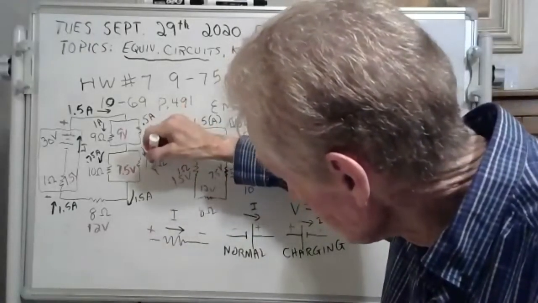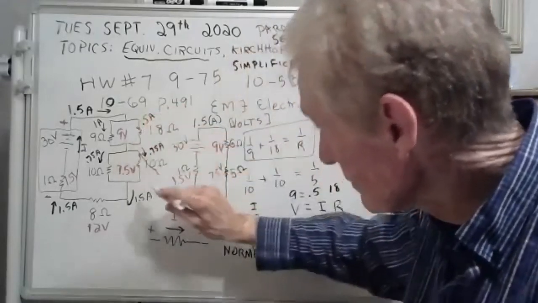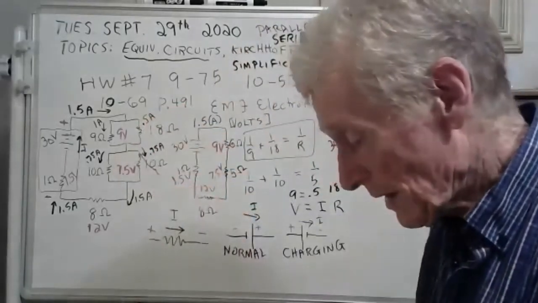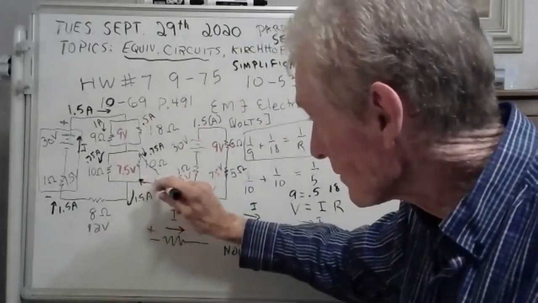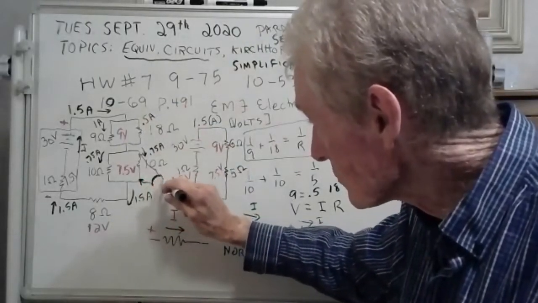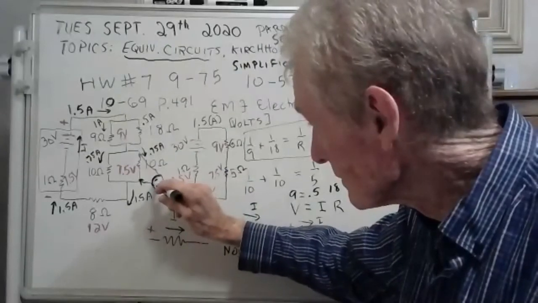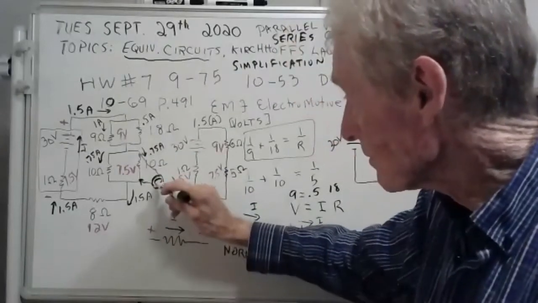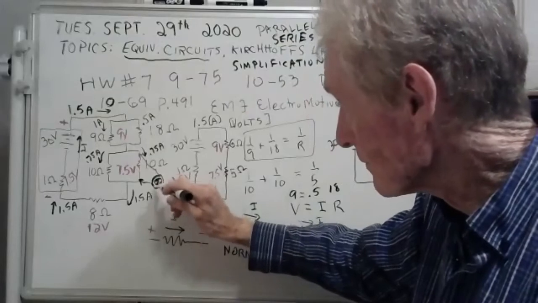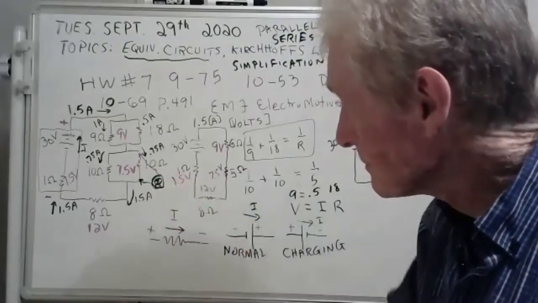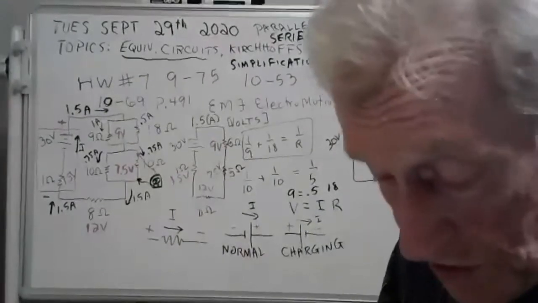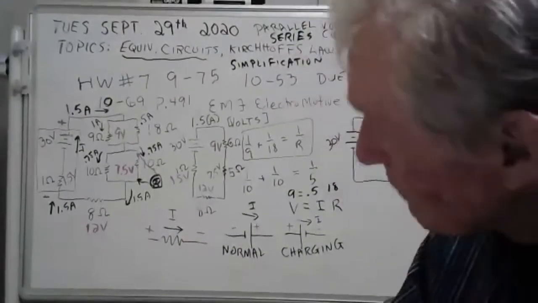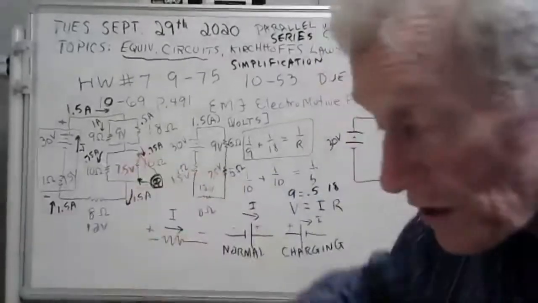Here's your red lead. You put it right there. And your black lead, you put it right there. And then, here's your voltmeter. I'll put a little arrow in there. So when you say you got 7.5 volts at the resistor, that means it's the potential across the resistor. Yeah, 7.5 volts across the resistor.